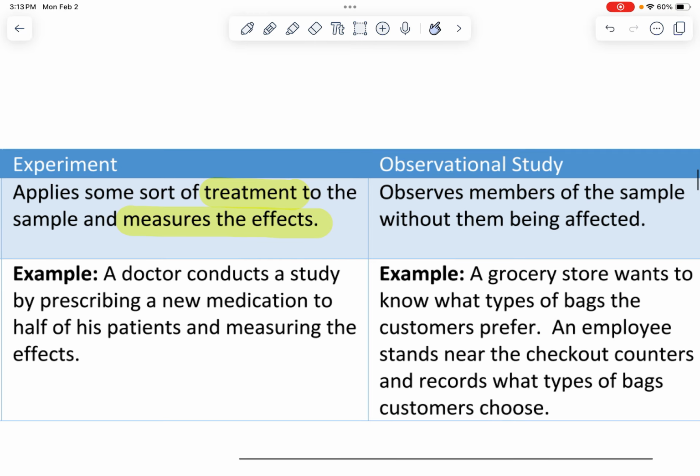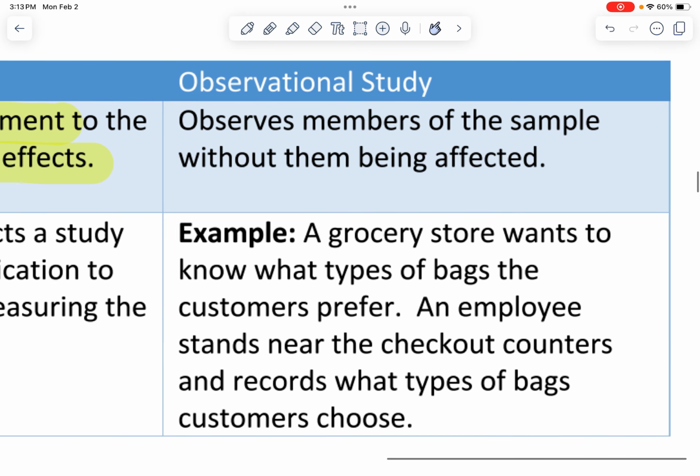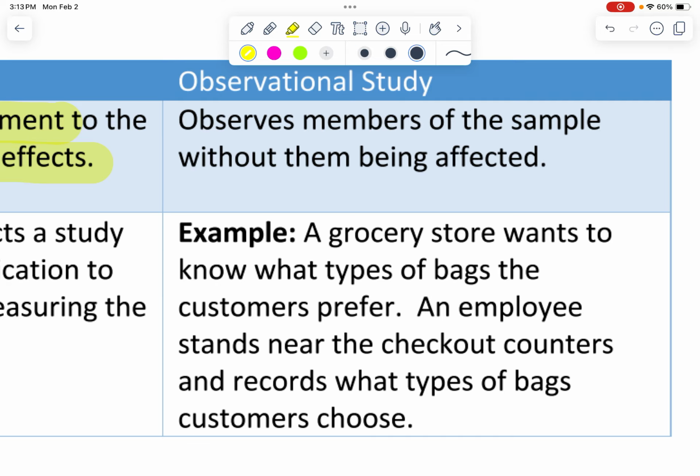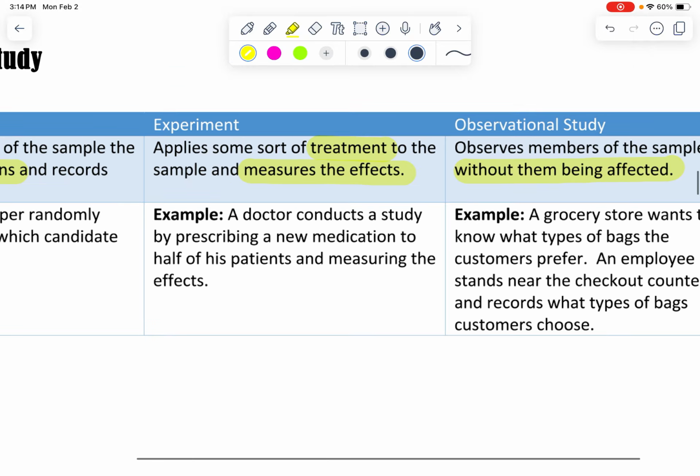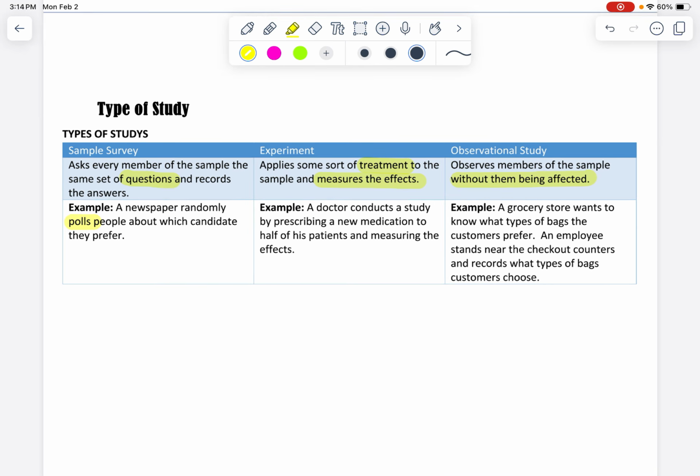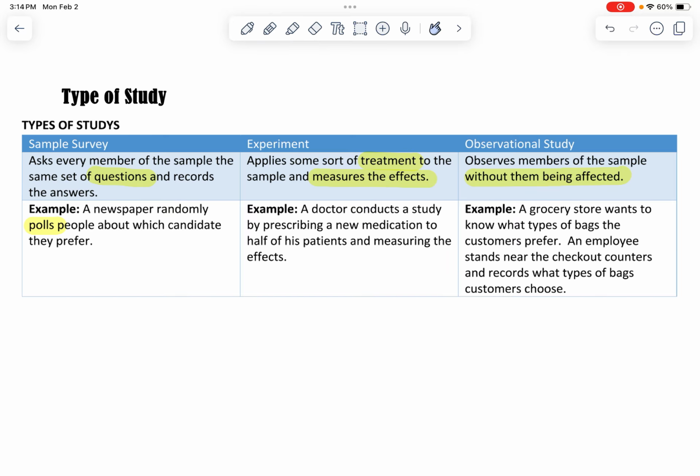And then an observational study, this is sort of what Felix did. It observes members of the sample without them being affected. A grocery store wants to know what types of bags the customers prefer. An employee stands near the checkout counter and records what type of bags customers choose. Again, he's not asking them, he's just observing. Okay, so those are the 3 types of studies.